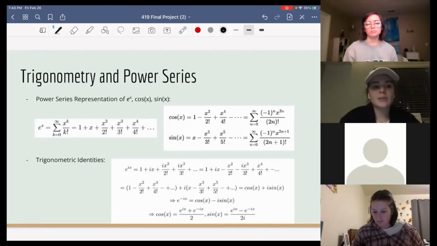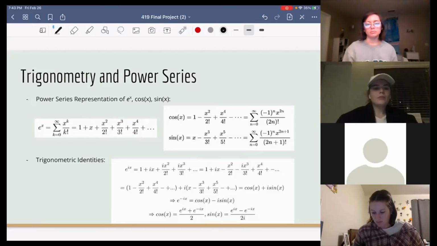Okay, as McKenna discussed earlier, the power series representation of e to the x is the sum of x to the k over k factorial. It's written out there. And then just as a refresher, I put the power series representations of cosine of x and sine of x because we are going to use those in this next little proof.